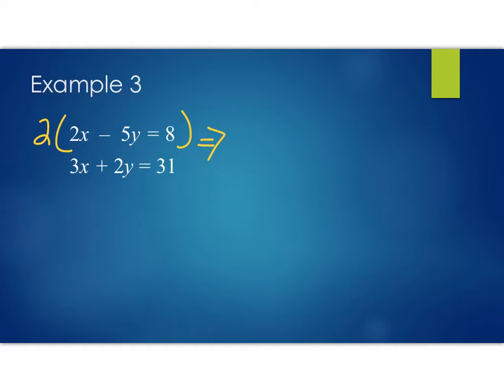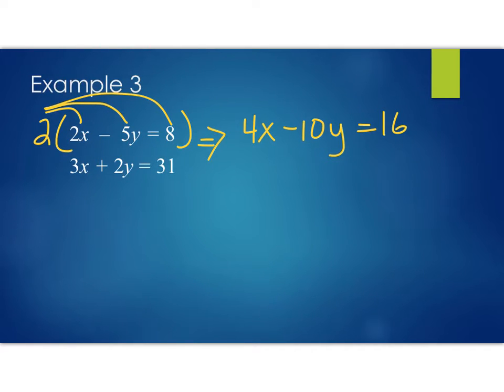And I'm going to rewrite it off to the side here. So 2 times 2x is 4x. 2 times negative 5y is negative 10y. 2 times 8 is 16. Now on the bottom, so I got negative 10y right here. I really want this to be positive 10y, which means I need to multiply by positive 5.